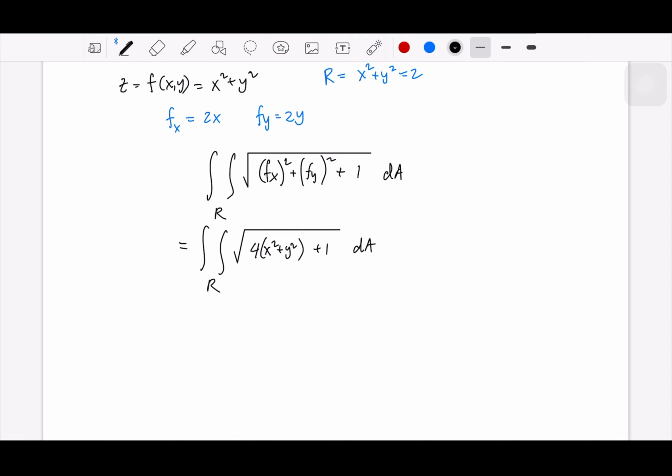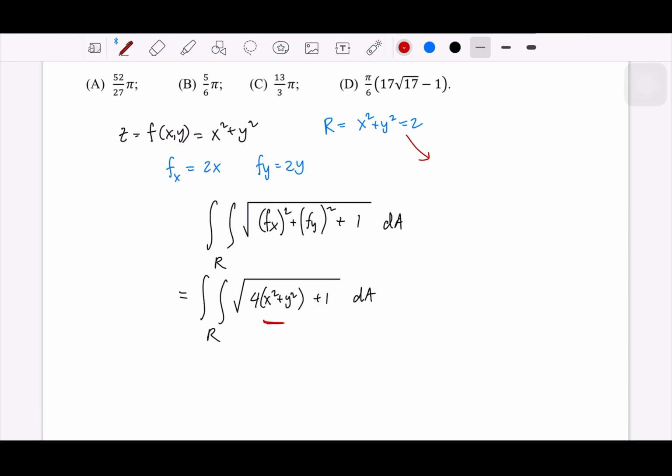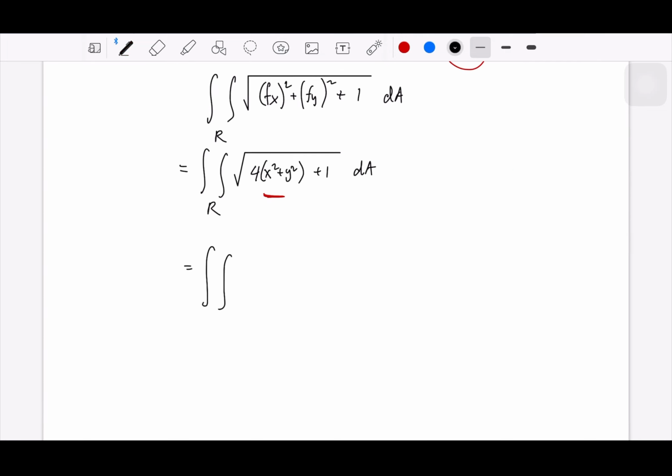Okay, let's say we have r like that. And I believe this x squared plus y squared is our reason for conversion to polar. So let's do the conversion to polar. This is a circle with radius 2, right? So we could have 0 to 2 pi, and 0 to square root of 2. And we could write this as 4r squared plus 1, with power of half, and then r dr d theta.